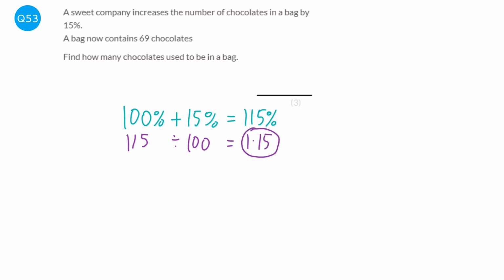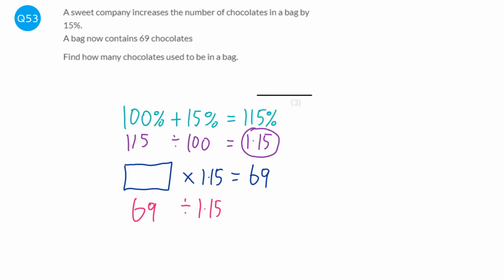Now, they used that multiplier on the original amount, and they timesed it by 1.15, and they got the answer of 69. But if we're working the other way to find out what they timesed by 1.15, we get that 69 and we divide it by the multiplier. So if we want to work out what the original number was, we divide it by the multiplier, and that gives us 60. So the answer will be 60.